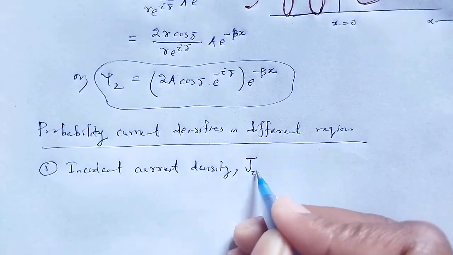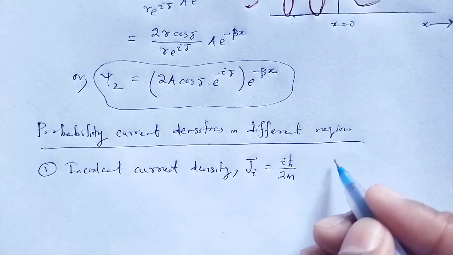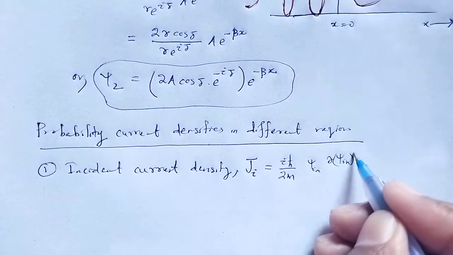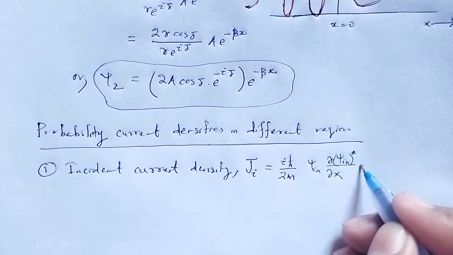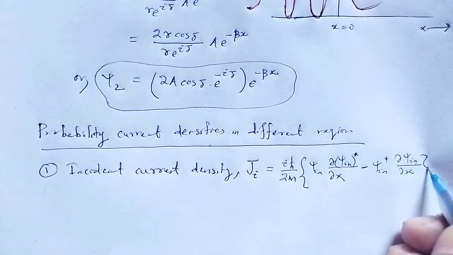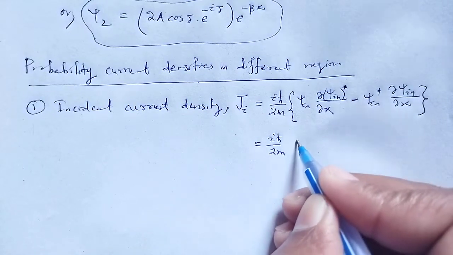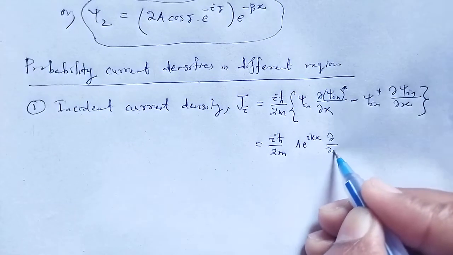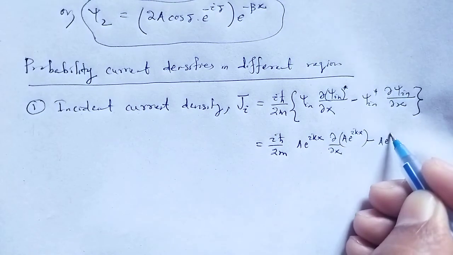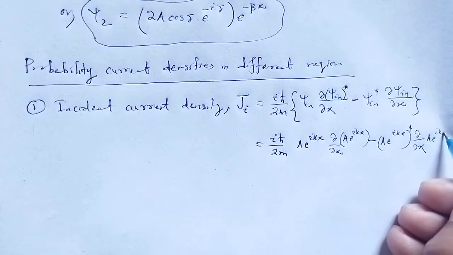That means J I, the incident current density, is i h cross by 2m, psi incident del psi incident conjugate divided by del x, minus psi incident conjugate del psi incident del x. That is equal to i h cross by 2m, psi incident a e to the power i k x, here del by del x of a e to the power i k x, minus a e to the power i k x conjugate, del by del x of a e to the power i k x.